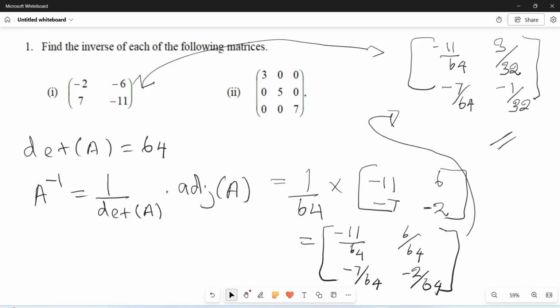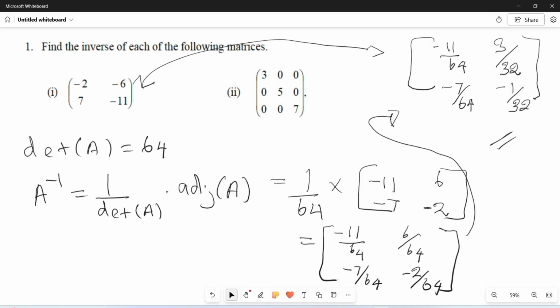The second part, it is very much easy. We are having a diagonal matrix. Diagonal matrix means only the diagonal has some non-zero values, and except the diagonals, all the others are zeros. So that thing we are calling as a diagonal matrix. So what is the theory of getting the inverse of a diagonal matrix? It is very simple. Just you want to reciprocate the diagonal values.